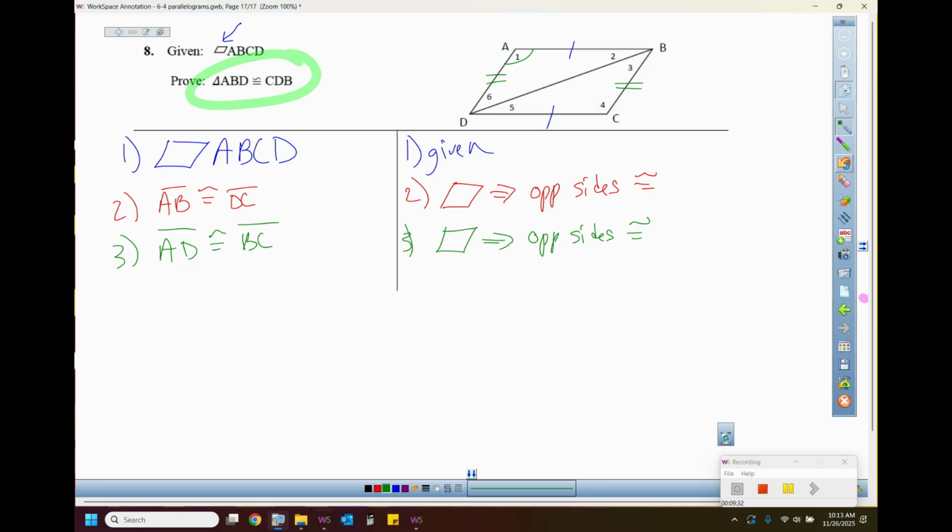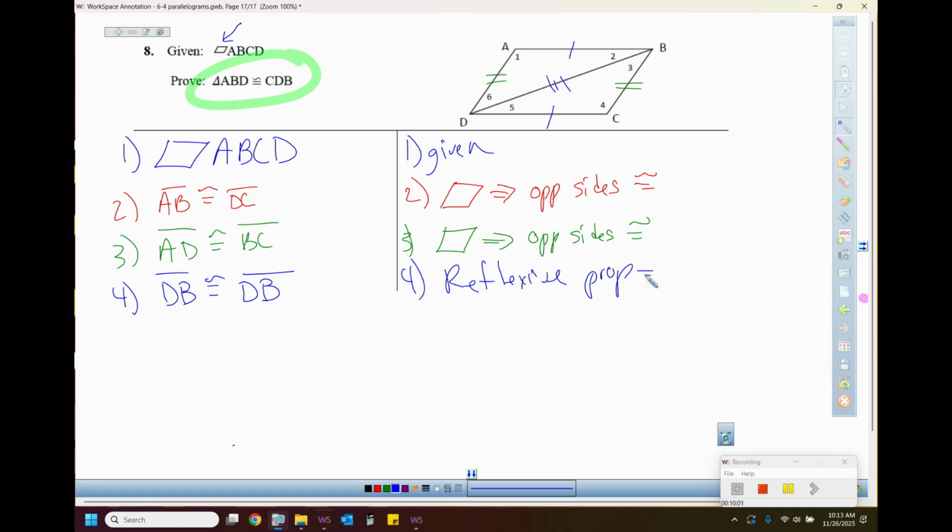Many people just saw that it's like, hey, there's a shared side, so you can do this and get side, side, side. There's lots and lots and lots of things you could do. You could use the parallel lines and say that that angle is the same as that angle if you really wanted to, but we're just going to keep it simple. Why don't we just use the shared side? Boom, boom, boom. Segment DB is congruent to segment DB. And remember that reason is the reflexive property of congruence.